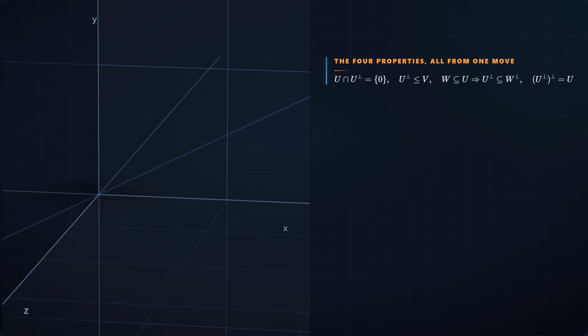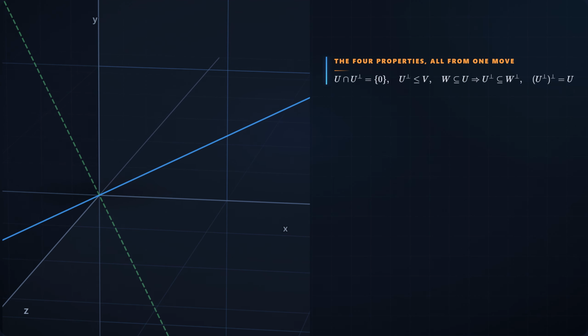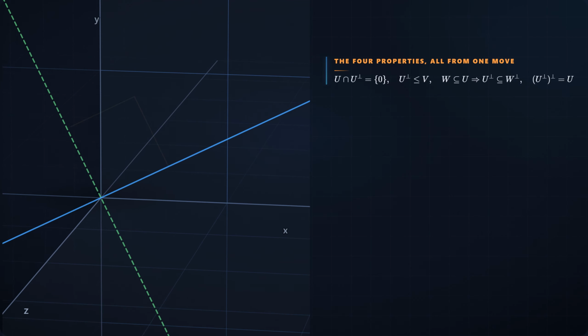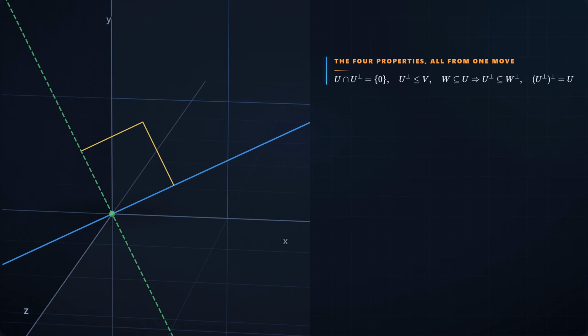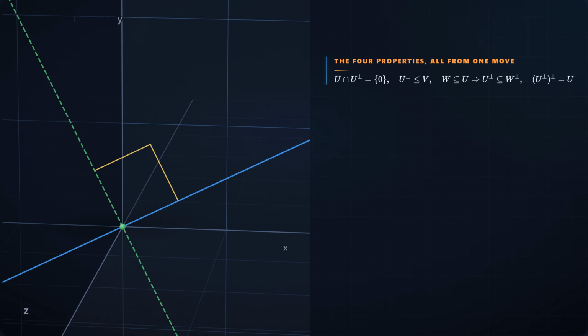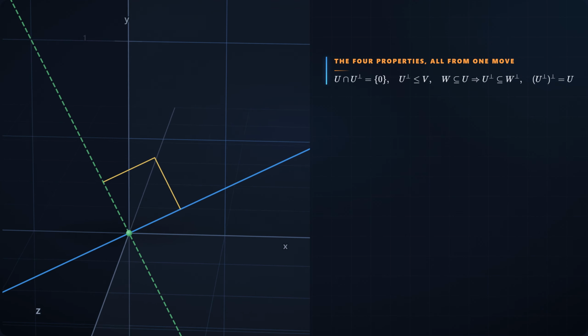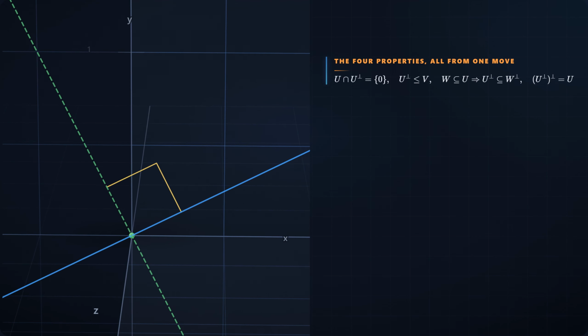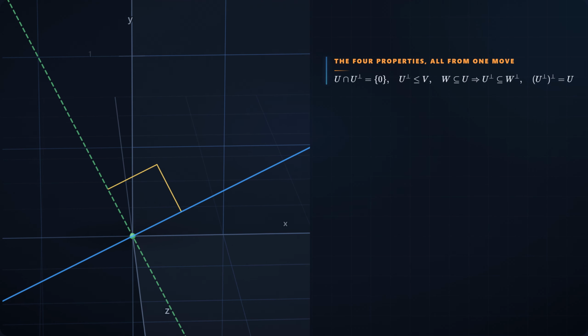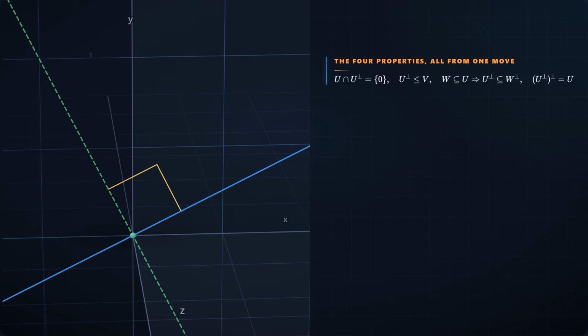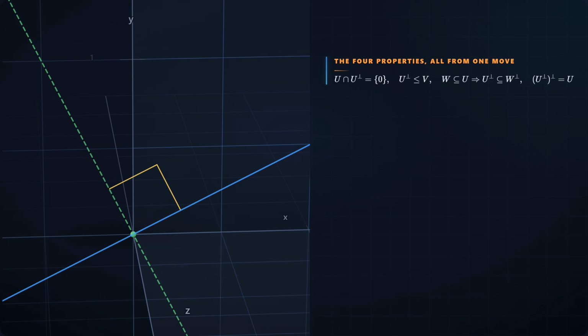Let's gather it. U perp is everything perpendicular to U, and 4 facts pin it down. It meets U only at 0, it's always a subspace, it reverses inclusions, and complementing twice returns U in finite dimensions. And each of those proofs was the same move, take an arbitrary V, use bilinearity, and for the intersection, feed X to itself.